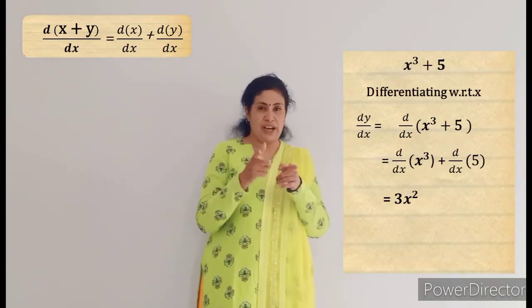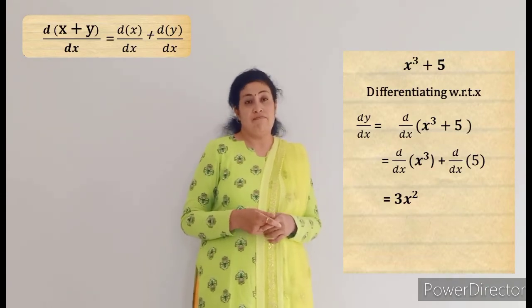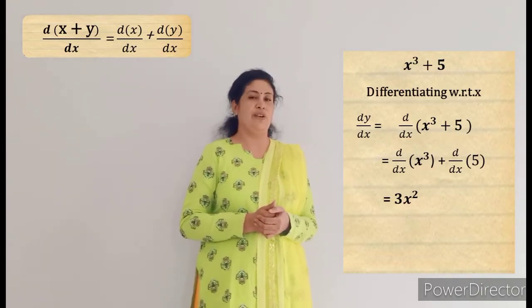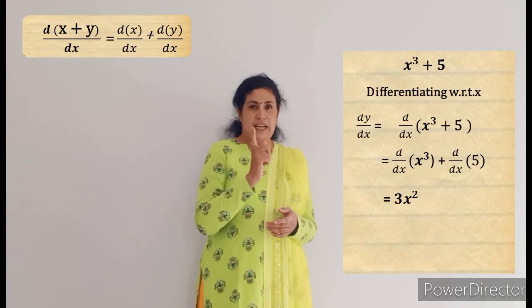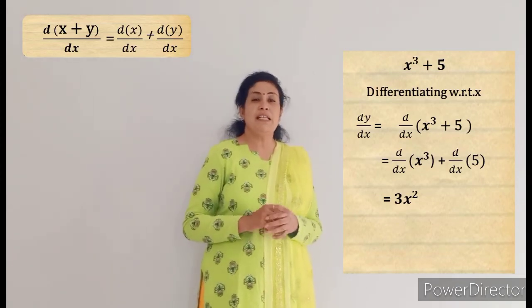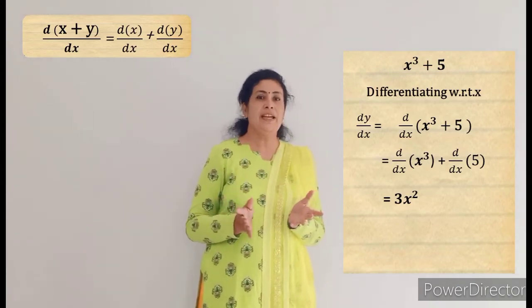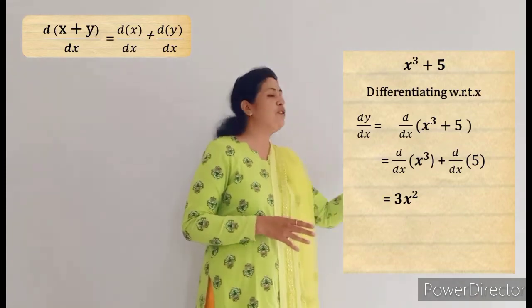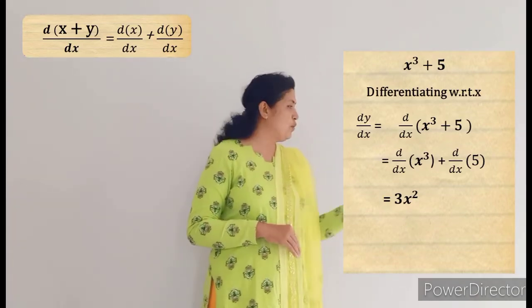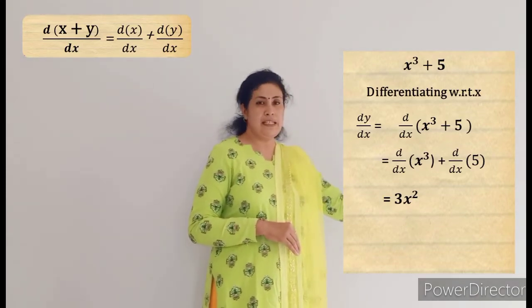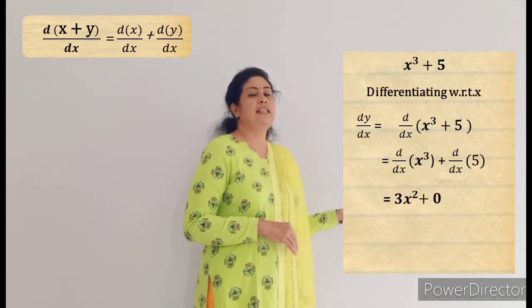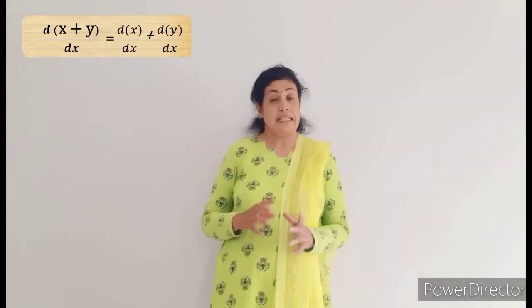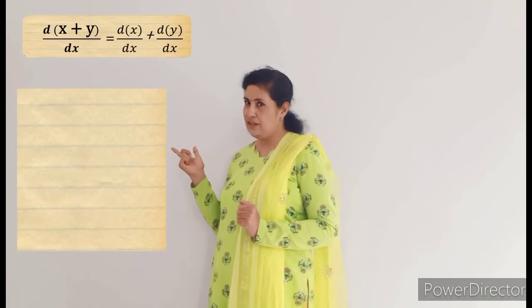If you check your formulas, which I hope you have noted down in your notebook, the derivative of a constant number is 0. Okay? Always remember this, the derivative of a constant number is 0. So what we get here is plus 0. So what is your answer? 3x square.